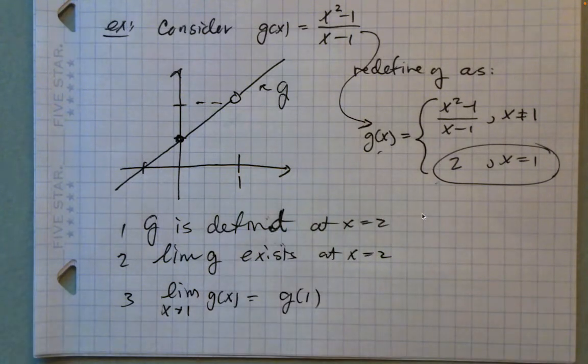Okay, so it's usually very easy to see, especially if you plot a graph of the function. If you plot the function and examine it near the discontinuity, it's very obvious almost always whether the discontinuity is removable or not.